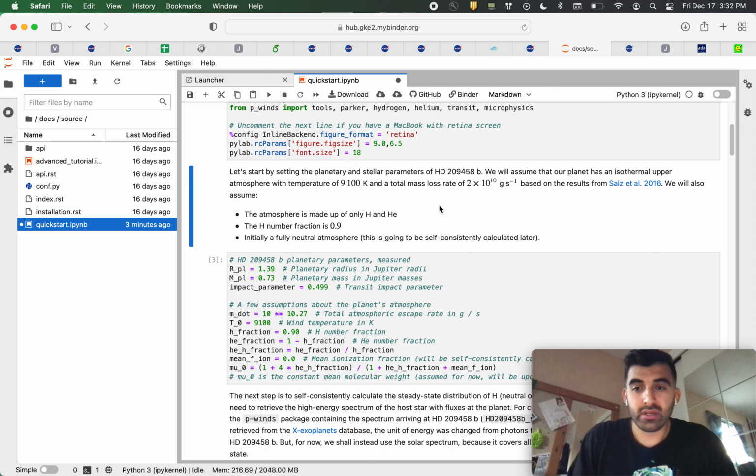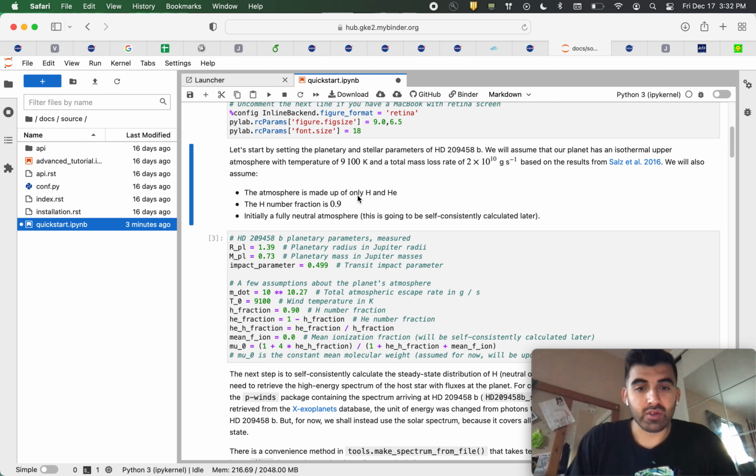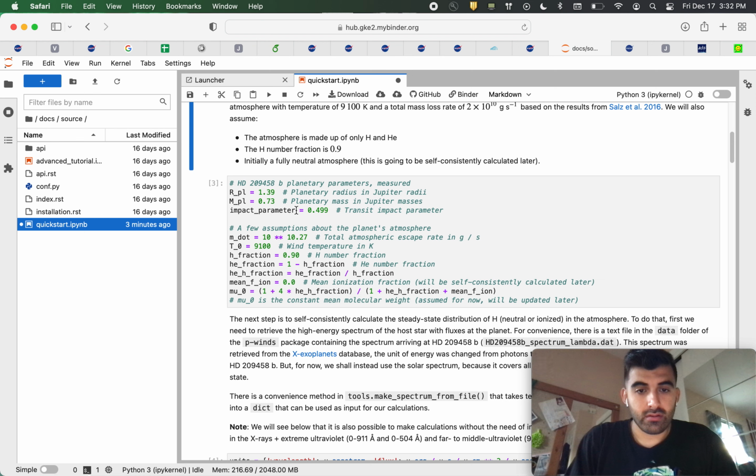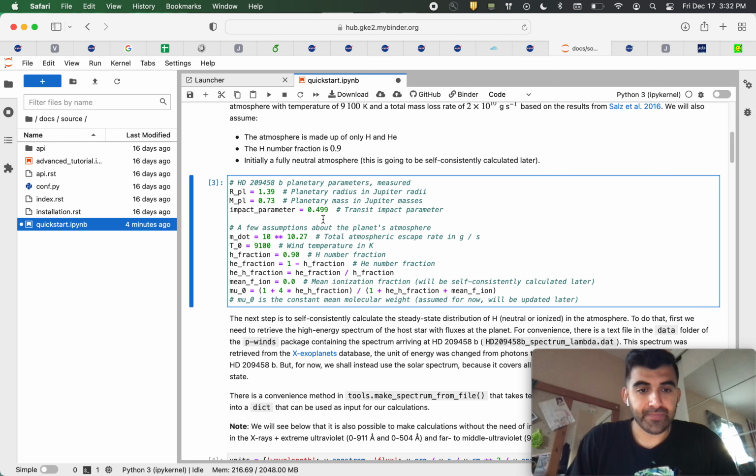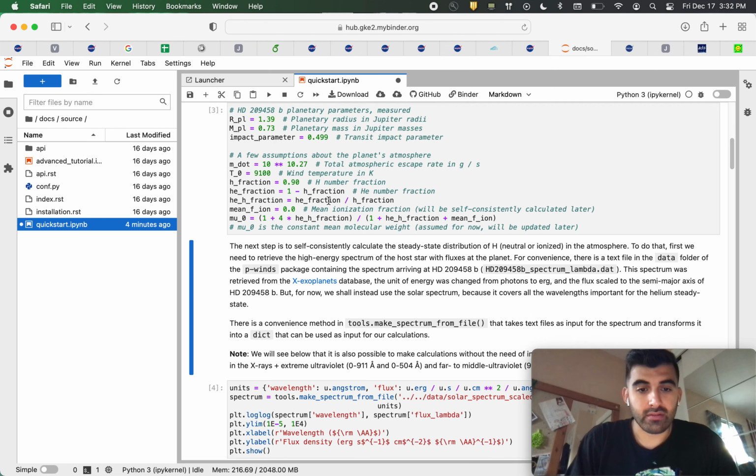A couple things we need to assume. We need to assume that it has an isothermal upper atmosphere with temperature of about 91,000 Kelvin and a total mass rate loss of 2 times 10 grams per second. We also need to assume that the atmosphere is only made up of hydrogen and helium. Hydrogen has a number fraction of 0.9. Okay, so in this cell, we are defining some of our planetary and stellar parameters. So we're just going to go ahead and enter that, and all of these will be used later on.